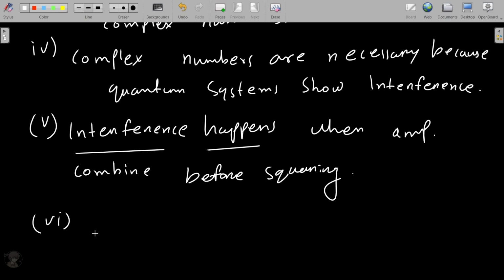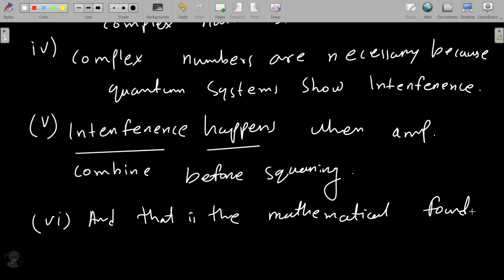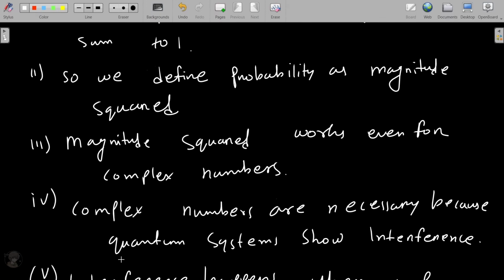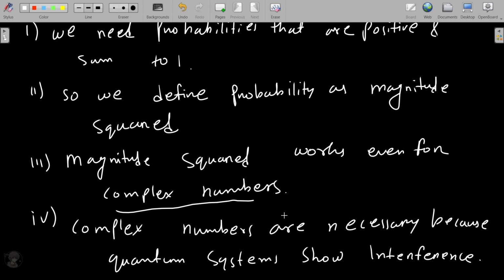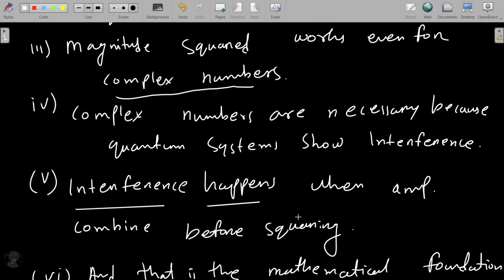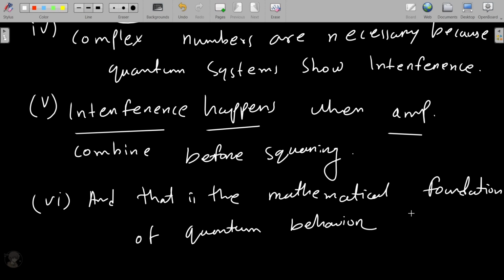Sixth point, and that is the mathematical foundation of quantum behavior. These are the six points of the summary. First, we need probabilities that are positive and sum to 1. So we define probabilities as magnitude squared. Magnitude squared works even for complex numbers, and complex numbers are necessary because quantum systems show interference. Interference happens when amplitudes combine before squaring. And that is the mathematical foundation of quantum behavior.